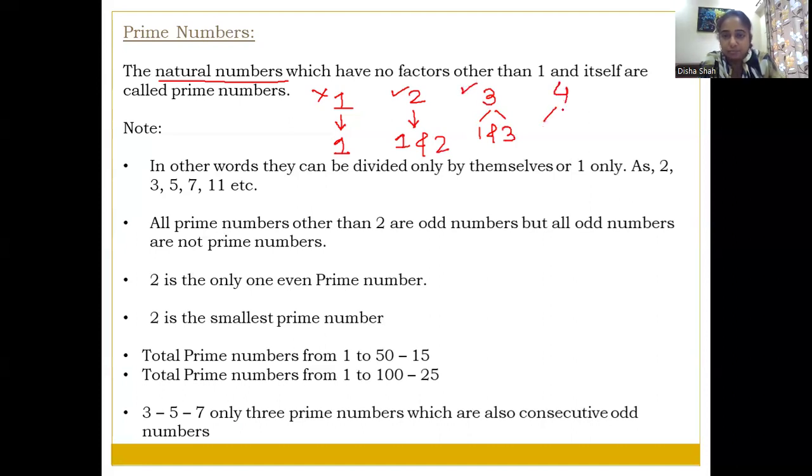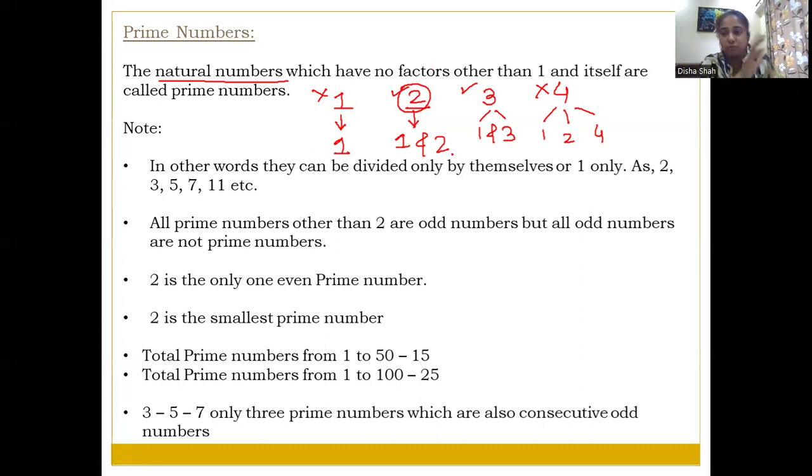Next, 4. 4 के तीन factors हैं, 1, 2 and 4. So since 4 has got three factors, 4 is not a prime number. In fact, 2 के अलावा कोई भी even number prime number नहीं हो सकता. Always the odd numbers are only prime numbers. Exception is 2. ठीक है, तो इसके बाद कोई भी even number prime number नहीं बनेंगे.